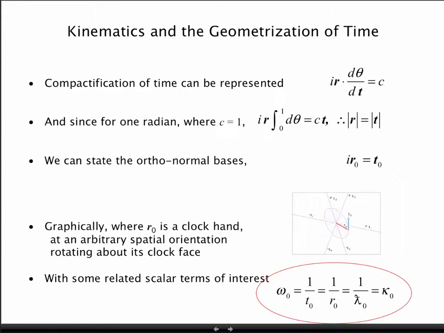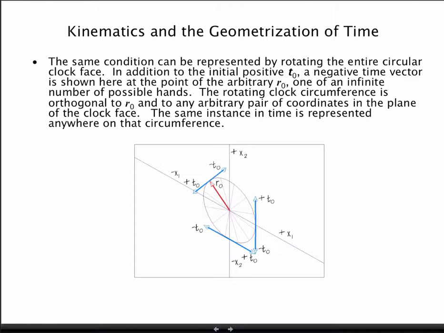From this, we have the following related scalar terms. The same condition can be represented by rotating the entire circular clock face. In addition to the initial positive t, a negative time vector is shown here at the point of the arbitrary r, one of an infinite number of possible hands. The rotating clock circumference is orthogonal to r and to any arbitrary pair of coordinates in the plane of the clock face. The same instance in time is represented anywhere on that circumference.